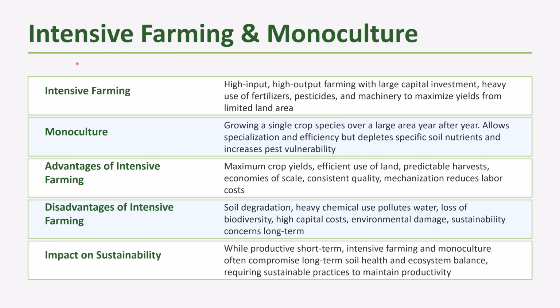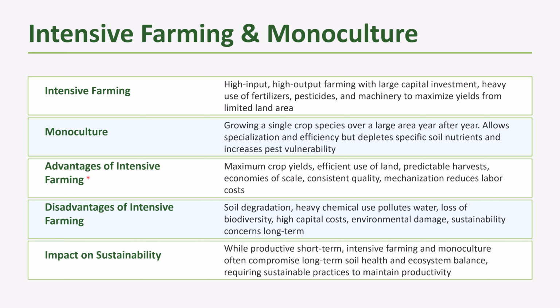Now let's discuss intensive farming and monoculture. Intensive farming: high input, high output farming with large capital investment, heavy use of fertilizers, pesticides, and machinery to maximize yields from limited land area. Monoculture: growing a single crop species over a large area year after year, allows specialization and efficiency but depletes specific soil nutrients and increases pest vulnerability.